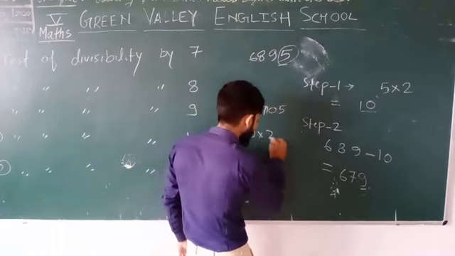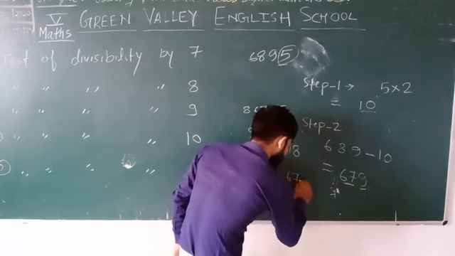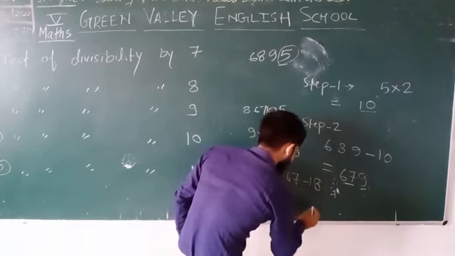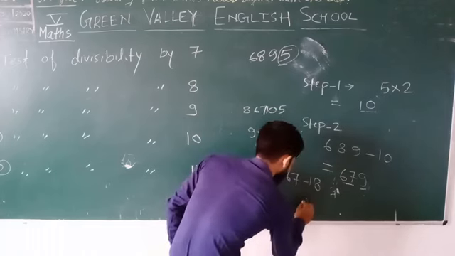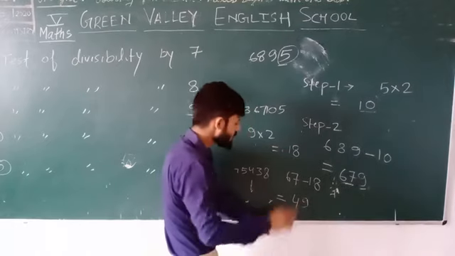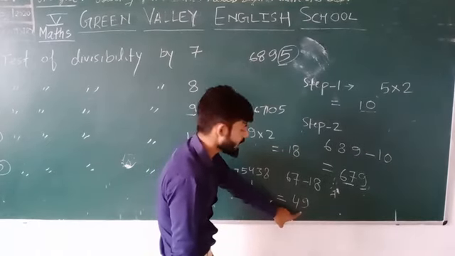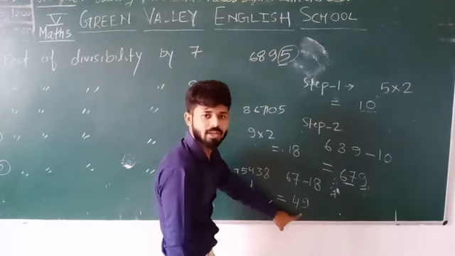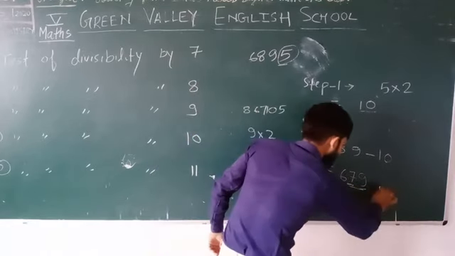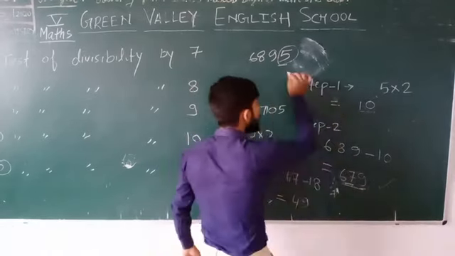Finally what you will get? That is 18. ठीक है, अब बचा हुआ number क्या है? 67. Now 67 में से we will subtract 18. Finally what you will get? That is 9 and 4, 49. And you can easily find out that 49 is divisible by 7. ठीक है, अगर आप यहीं पे find out कर लेते हो कि 7 से divisible होगा, so ये पूरा का पूरा number क्या होगा? 7 से divisible होगा.